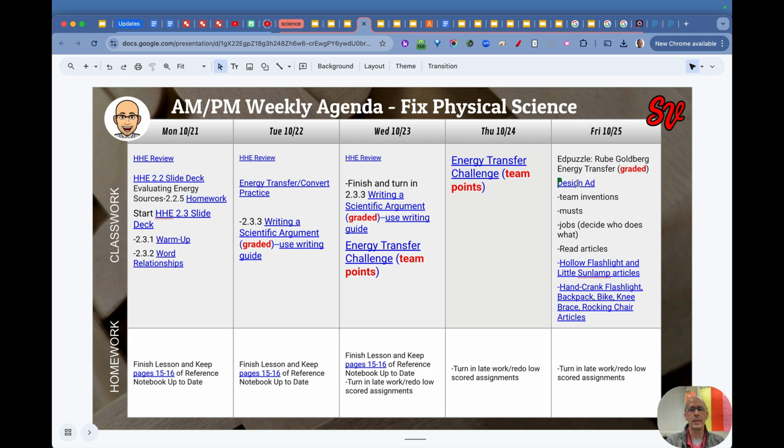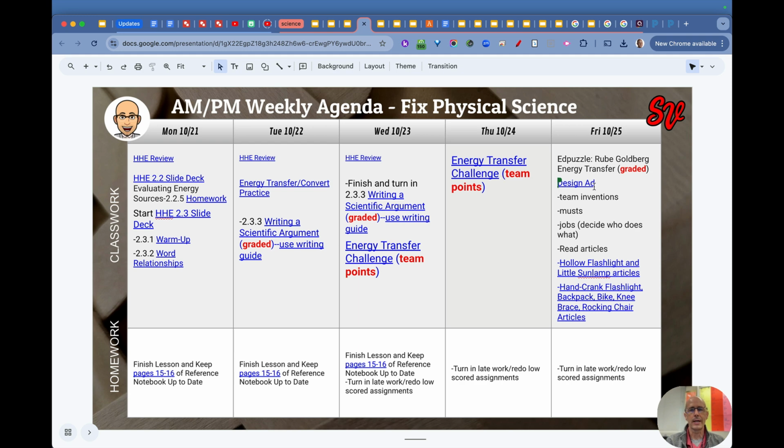Then students had to do on Friday the Rube Goldberg energy transfer puzzle, an Edpuzzle, and that was basically concepts that were used in the energy transfer challenge. So that was for individual points.